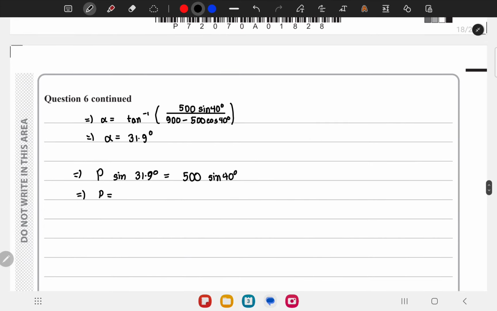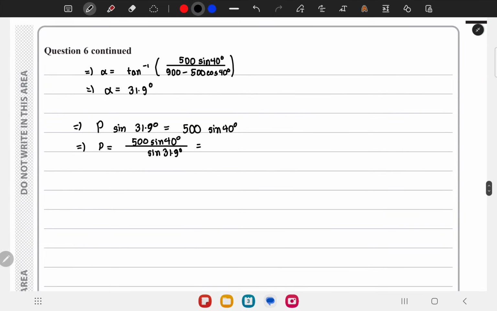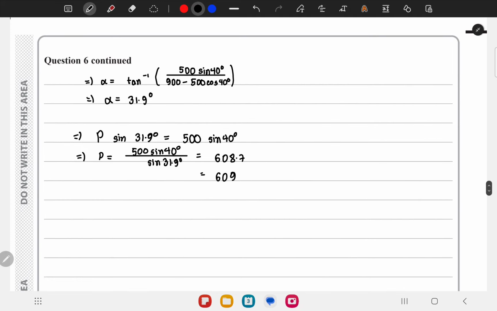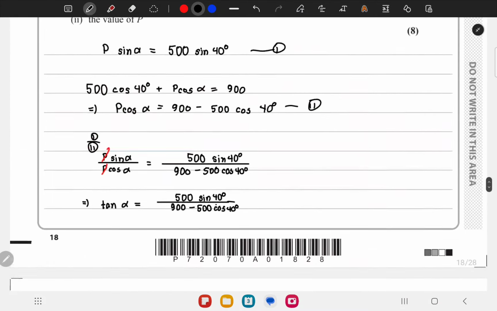So P is equal to 500 sine 40 by sine 31.9, and this comes out to be 608.7. 609 is decent enough. It's in 3 significant figures. So that's it for this question.